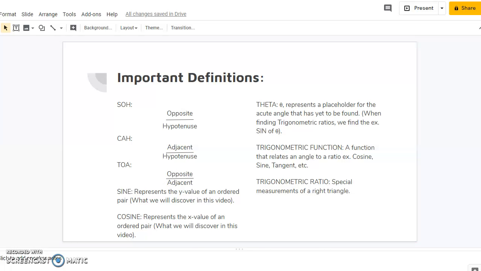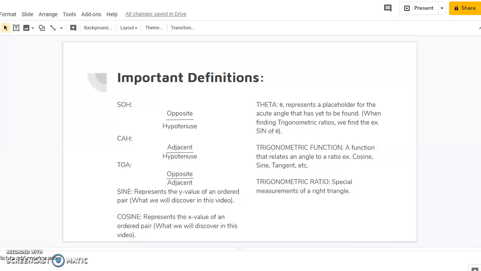Before we get into all the explanations, let's go over some important definitions of terms that we may bring up later in the lesson. First, SOH is part of SOHCAHTOA. It means opposite over hypotenuse, so the opposite side over the hypotenuse. CAH means the adjacent side over the hypotenuse. And TOA means the opposite side over the adjacent side, which you'll see more later on.